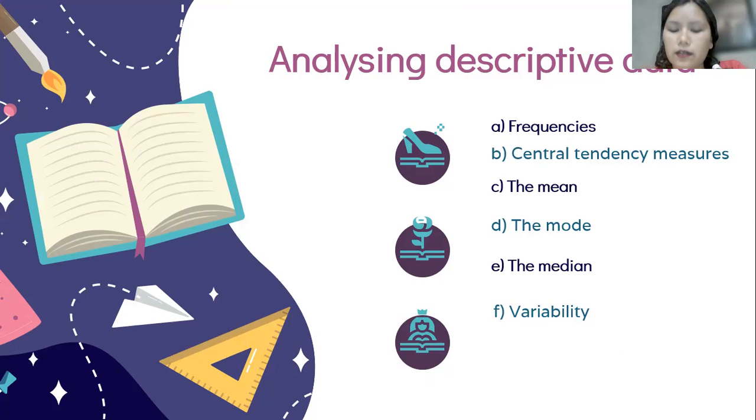The letter C, the mean. It is the sum of the scores in the group divided by the number of subjects. The letter D, the median. It's a score which divides the group into two parts, so that half of the scores are above and half are below it. And the variability provides information on the differences or spread of the behaviors.